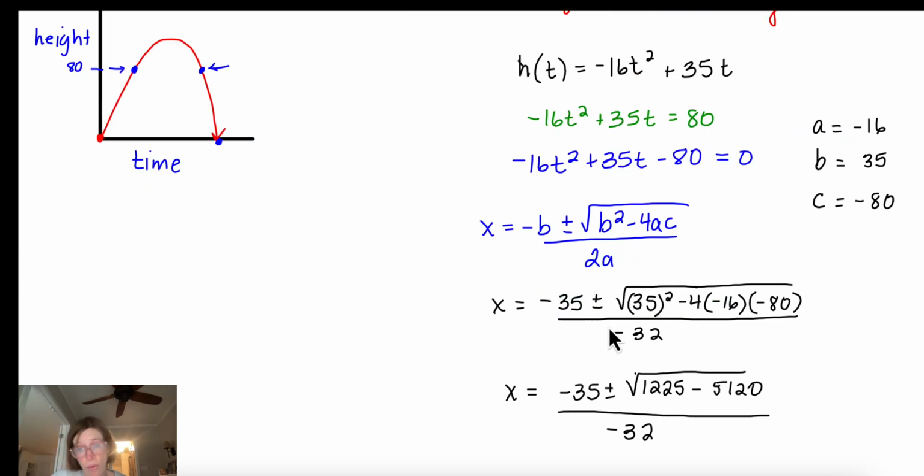All right, so you might have gotten to this point. You plugged in 35 squared, minus 4, negative 16, negative 80, all over negative 32. And when I plug in the a and the c, I always put that in parentheses. It makes it much easier. But when I got here, this right here is going to give me a negative value, right? And right now in Algebra 1, you don't know what to do with that. So you can't have a negative under the root yet.